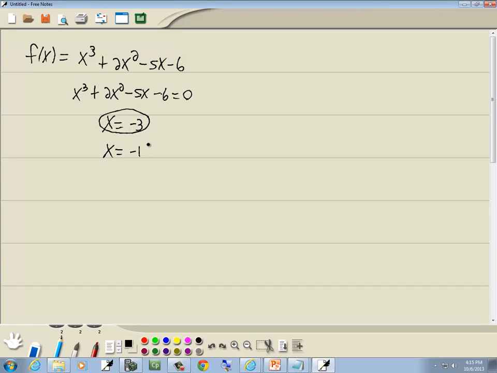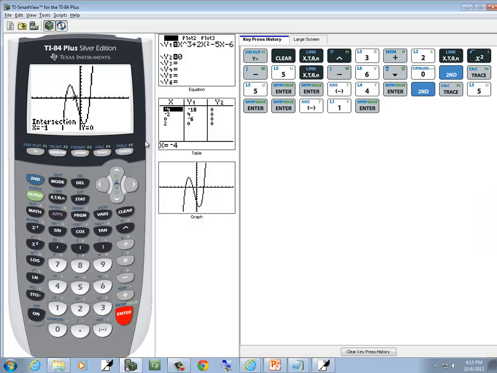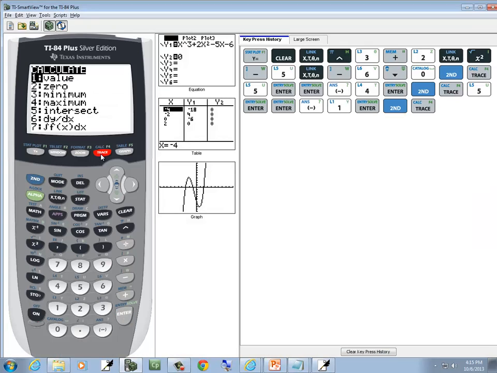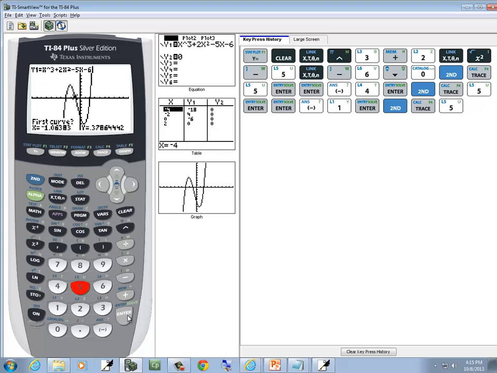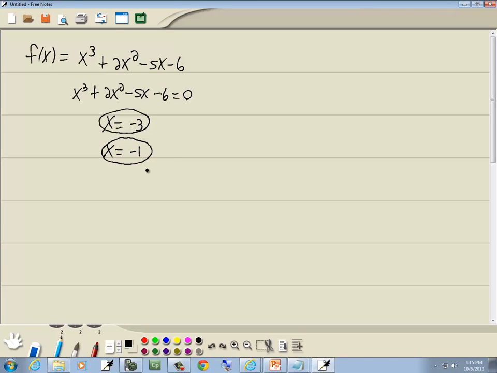Again, our answers are where it crosses the x-axis. And we got one more. It looks like 2, but let's do it anyway. I'll do second trace, choose intersect, enter on first curve, enter on second curve, and I'll put in 2 for the guess and press enter. And it comes back and tells us that intersection is x equals 2.